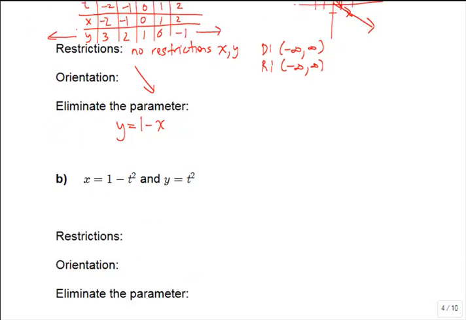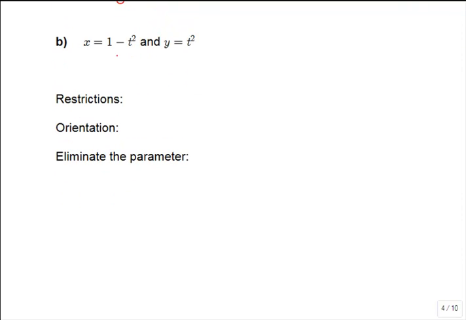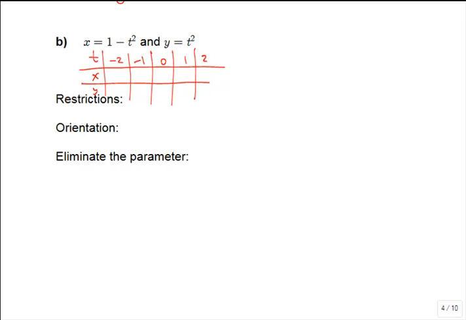Okay, now let's take a look at the example x equals 1 minus t squared and y equals t squared. So we're going to make our chart again. We're going to pick some choices for t and figure out what x and y are. And I'm just going to use -2, -1, 0, 1, and 2 again for my t's. If t is -2, t squared would become 4, and 1 minus 4 would be -3. Let me just go ahead and do all my x's at once using the same formula.